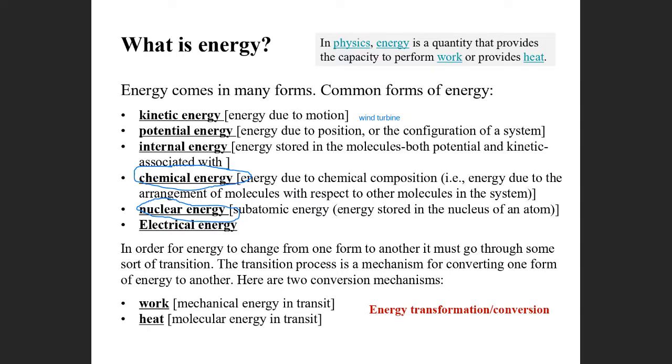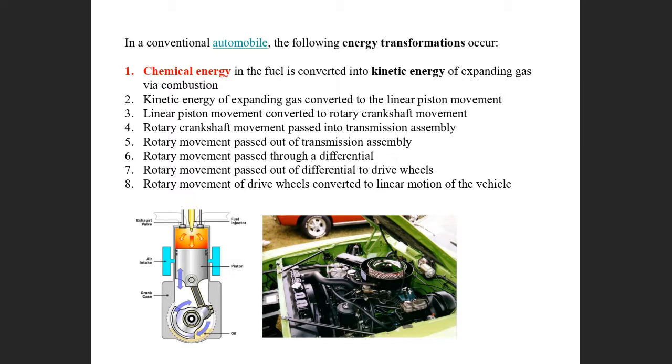So in order for energy to change from one form to the other, it must go through some sort of transition. How to achieve this transition is usually due to the change of the fluid properties. So for example, expansion, high pressure to low pressure. So for this change of properties of working fluid, there is expansion. This expansion can convert thermal energy into mechanical energy. And the transition process is a mechanism for converting one form of energy to another. So we have two conversion mechanisms, like work and heat. So let's have a quick look at the energy transformation.